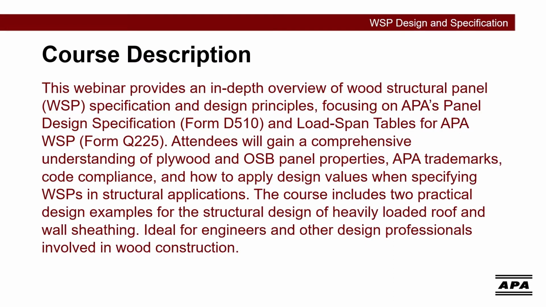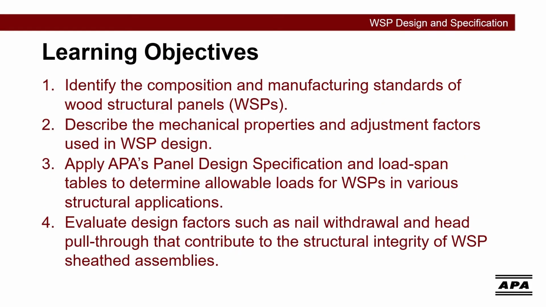To bring everything together, the course includes 2 real-world examples, one for designing a heavily loaded roof and another for wall sheathing. Here are our learning objectives for today. We'll start with wood structural panel composition and standards. Then we'll look at their mechanical properties and how design values are adjusted. We'll apply APA's panel design specification and load span tables. And finally, we'll touch on key design factors like nail withdrawal and pull-through that affect structural performance.